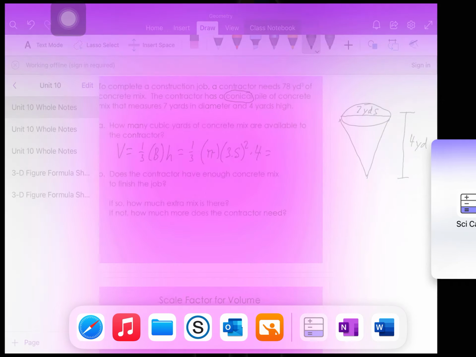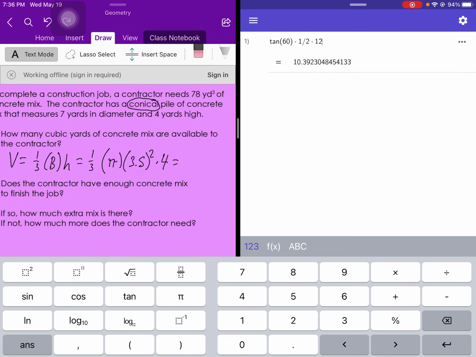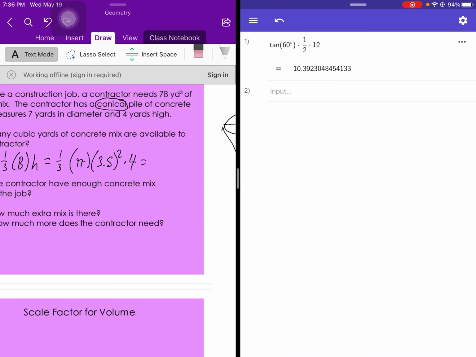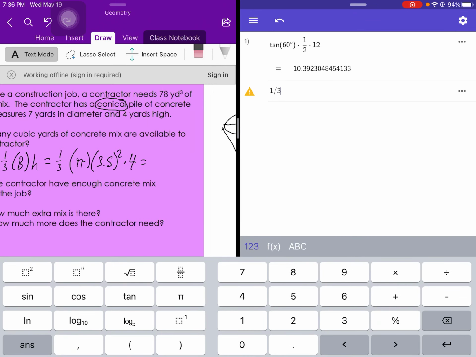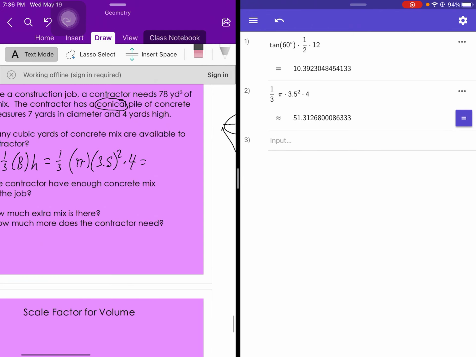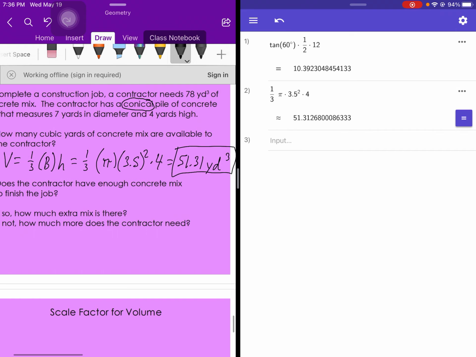So let's go ahead and type this in our calculator here. And it comes out to be 51.31. That's yards cubed.